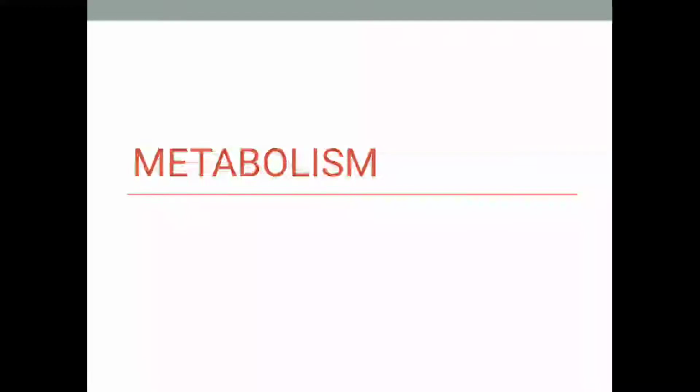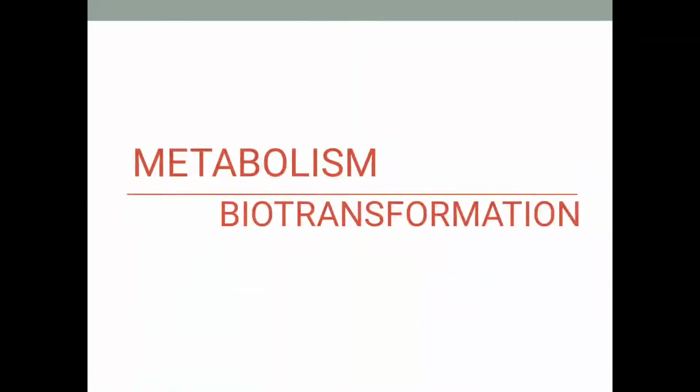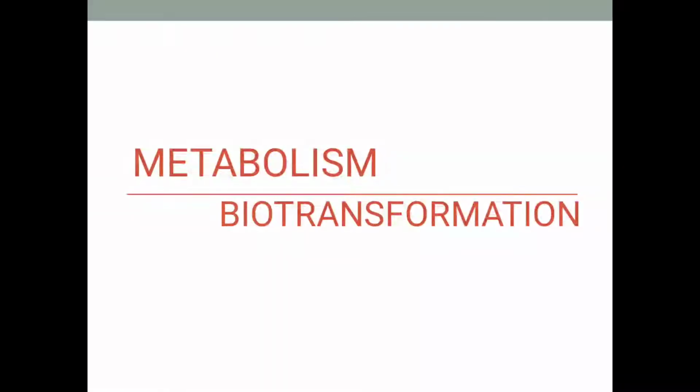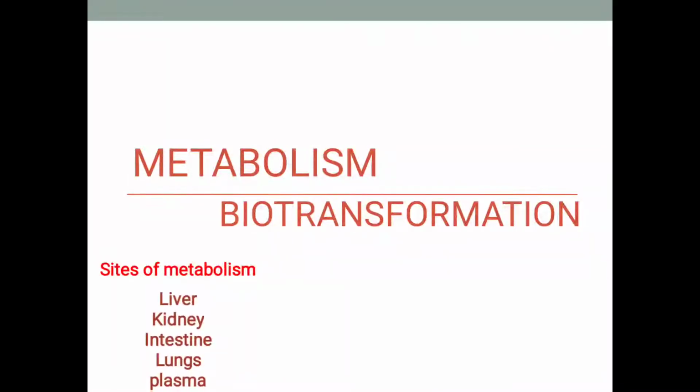Okay, so metabolism. It is also called biotransformation. So it means transformation of drug in biological tissue. So which are the sites where metabolism can occur? So metabolism can occur at liver, kidney, intestine, lungs or plasma. The main site is liver. Most of the drugs are metabolized in liver.